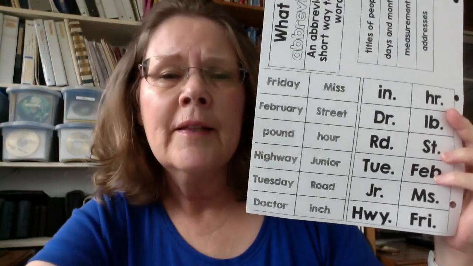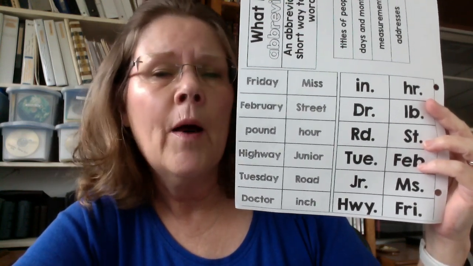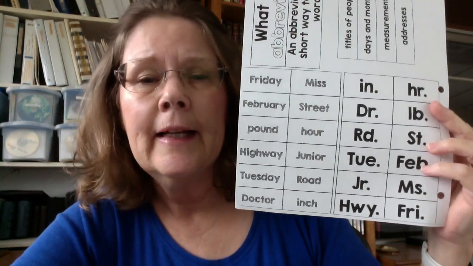highway up here, highway is usually the name of, when you're naming a street. Highway 1, that would be capitalized, and so that's why this is capitalized. Okay, and of course the days of the week are always capitalized. Junior is usually part of somebody's name, so that's capitalized.